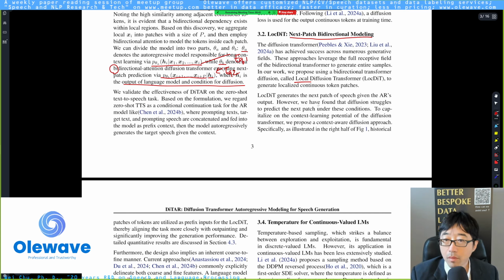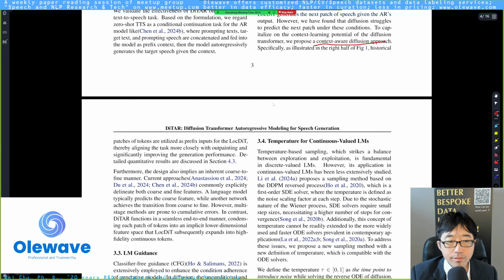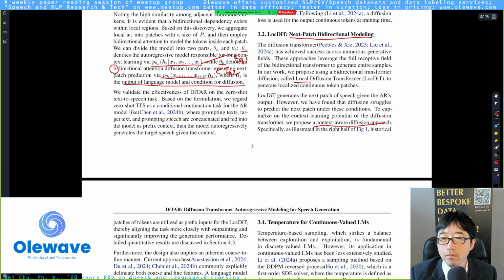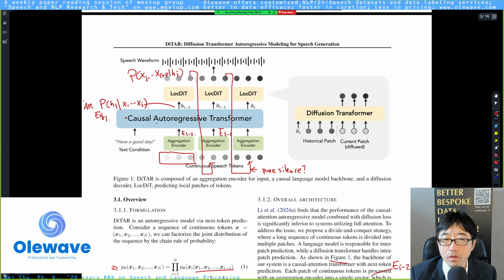They propose this type of a context-aware diffusion approach. So the diffusion-wise, yeah, this is standard. I mean, but how to say this? There's not much to say about their diffusion transformer. I think that my comment on their diffusion transformer is they designed this thing specifically for speech usage.